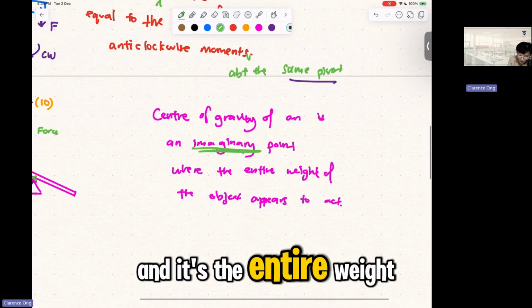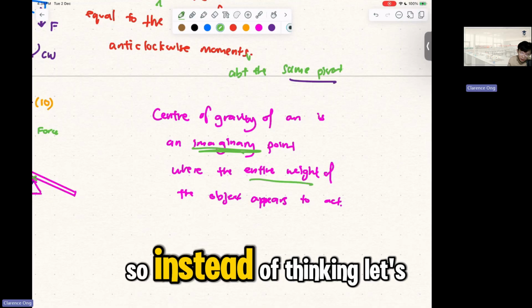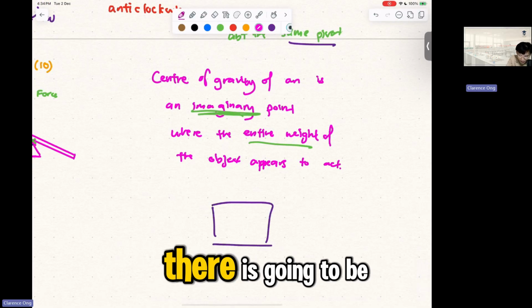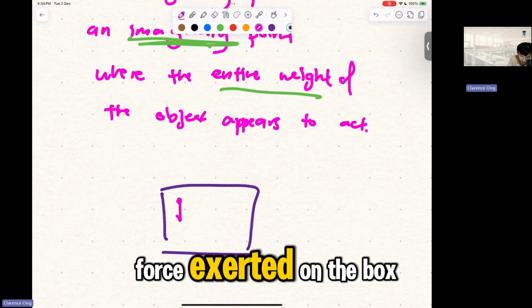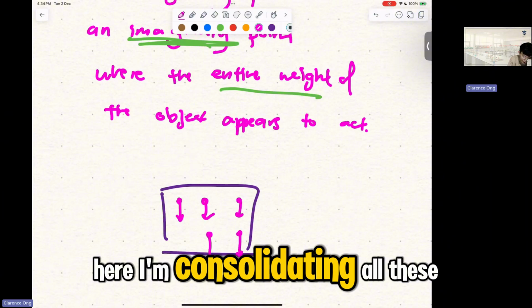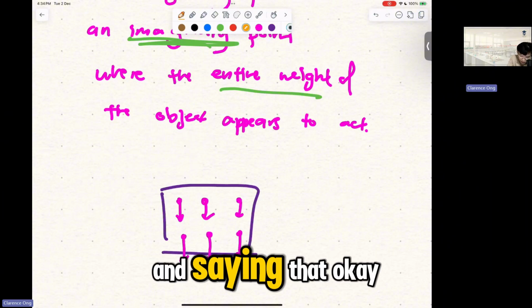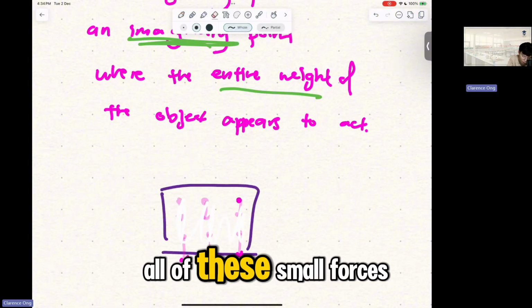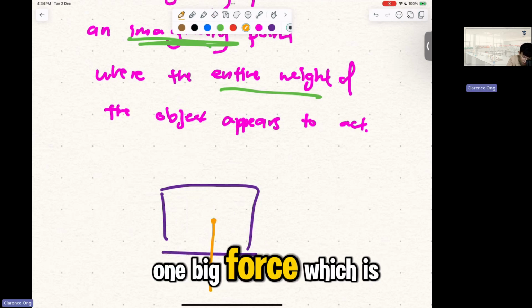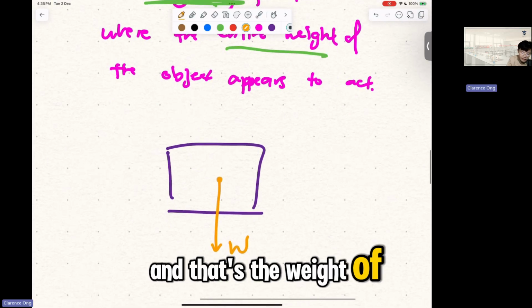Okay, and it's the entire weight of the object. So instead of thinking, let's say I have a box here, instead of thinking that there is going to be force exerted on the box from here, here, here, here, I'm consolidating all these forces as one and saying that we don't have to consider all of these small forces. We just have to consider one big force, which is W, and that's the weight of the entire object.